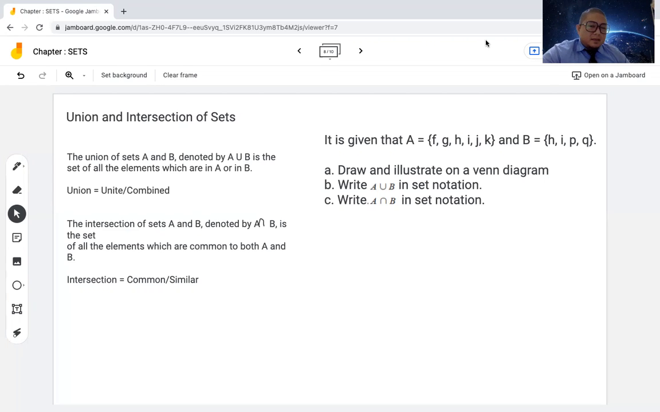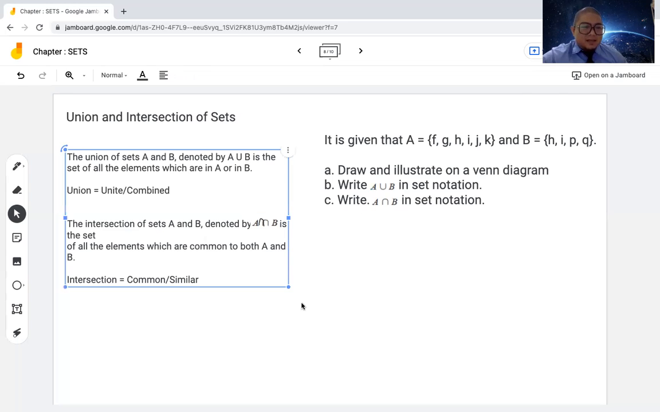Okay. The intersection of sets is denoted by A intersect B. In here, it should be an upside down U. Unfortunately, I couldn't find any symbol for that one, or you can just have it here. Okay, let's just copy it there. There we go. It's the set of all elements which are common to both A and B.